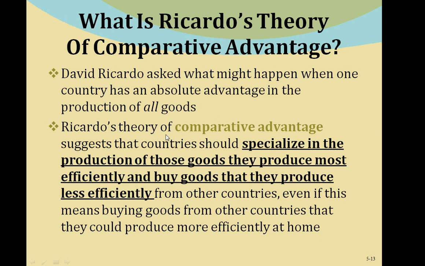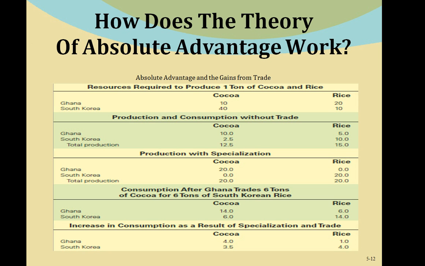So basically Ricardo's theory says countries should specialize in the production of those goods they produce most efficiently and buy goods that they produce less efficiently. So in comparative advantage, basically one country is better than the other country in both products. If you look back at absolute advantage, Ghana is better in cocoa and South Korea is good in rice. However, for comparative advantage, Ghana is better for both products.